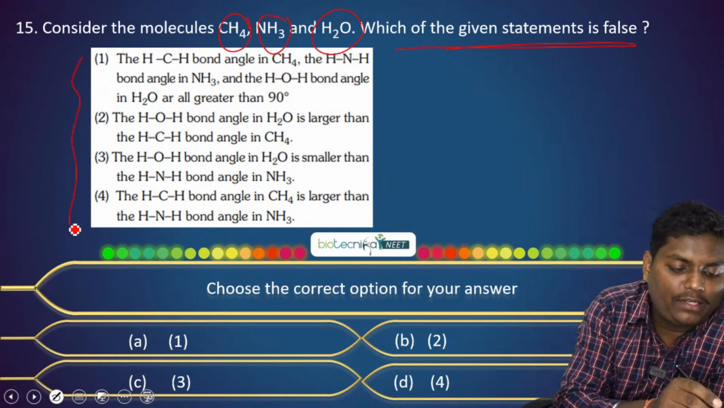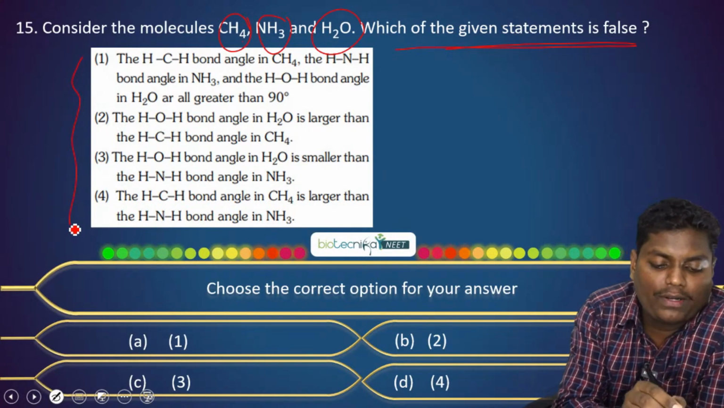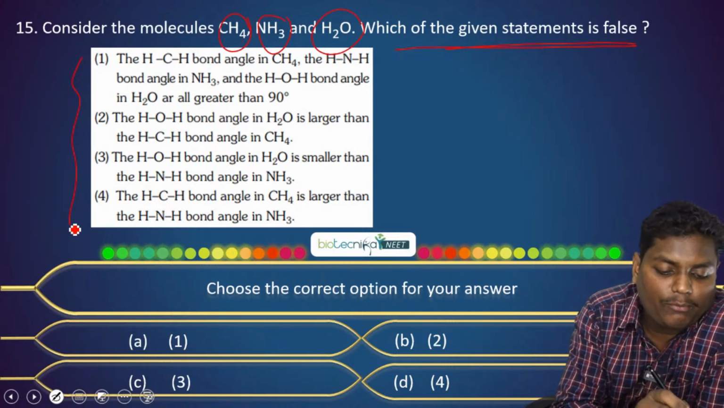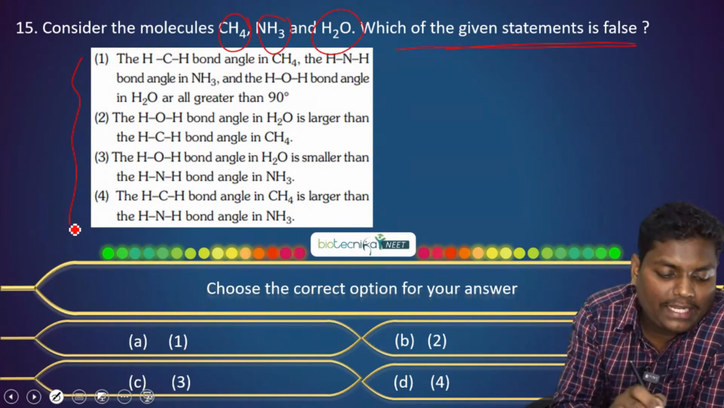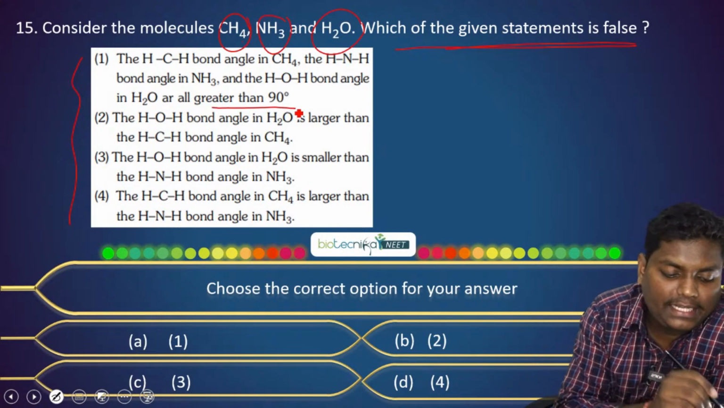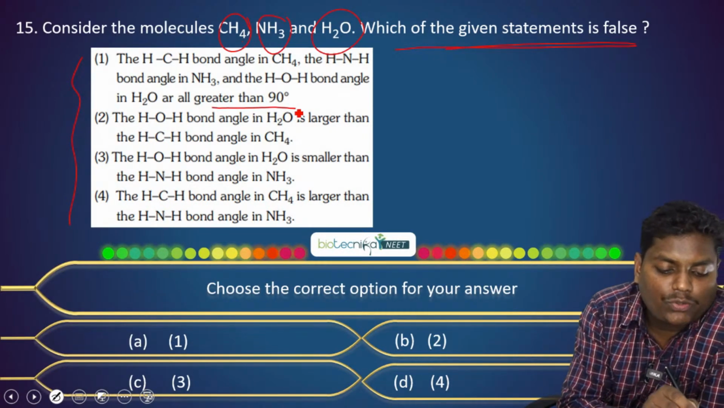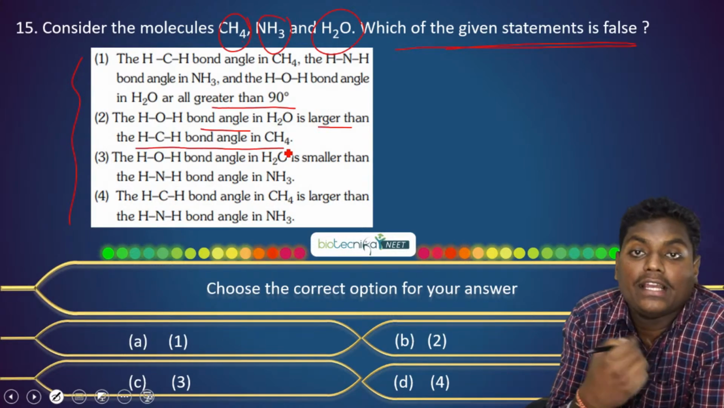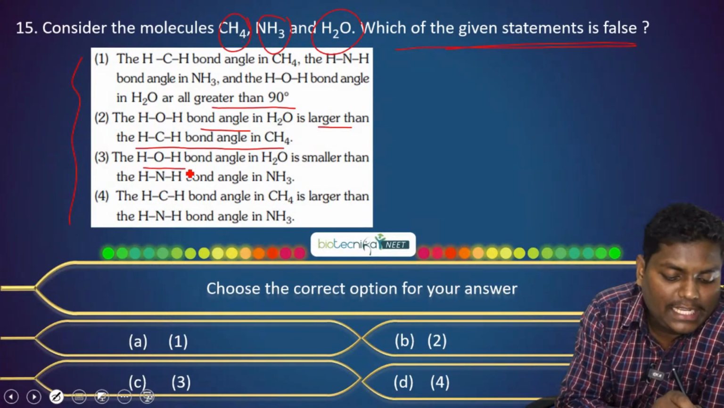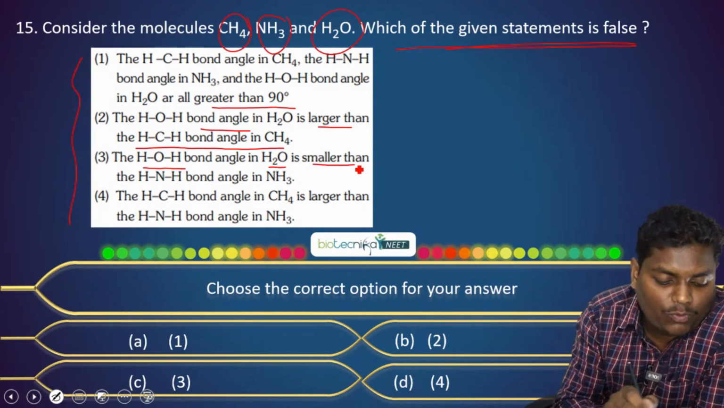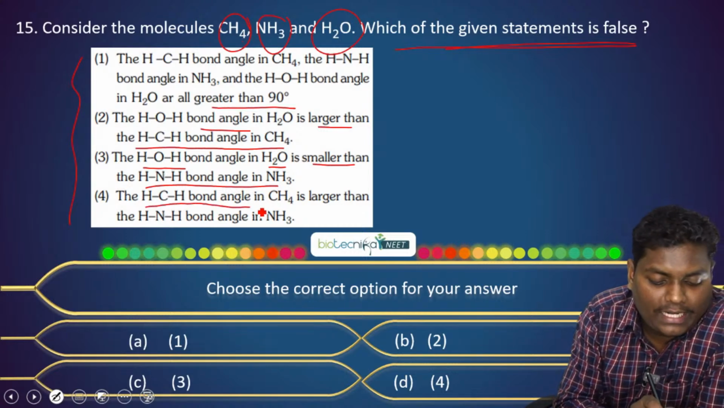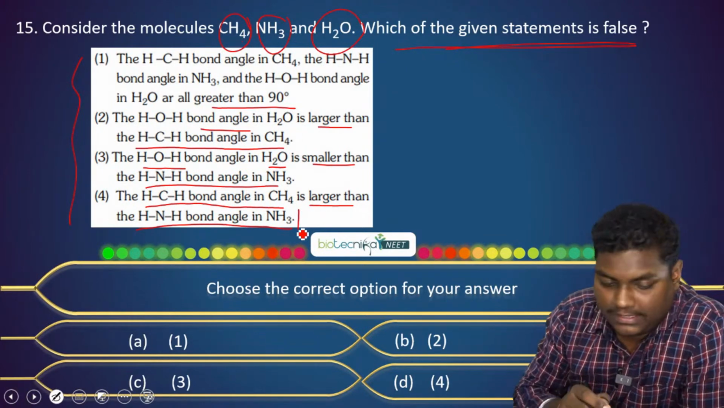There are 4 statements. The first one is HCH bond angle in methane, HNH bond angle in ammonia and HOH bond angle in water are all greater than 90 degree. The next one reads HOH bond angle in water is larger than HCH bond angle in methane. The third is HOH bond angle in water is smaller than HNH bond angle in ammonia. HCH bond angle in methane is larger than HNH bond angle in ammonia. Try solving this.